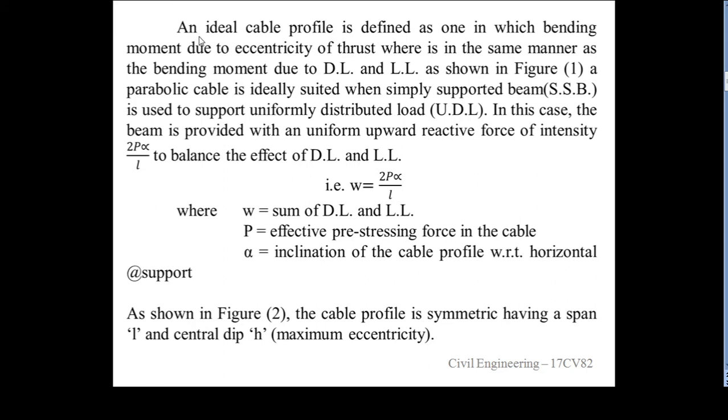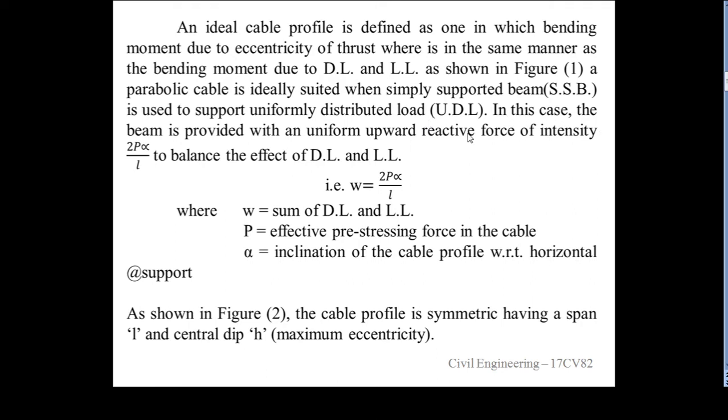Then an ideal cable profile is defined as one in which the bending moment due to eccentricity of thrust varies in the same manner as the bending moment due to dead load and live load, as shown in figure 1. Okay, we see that figure 1. A parabolic cable is ideally suited when a simply supported beam is used to support a uniformly distributed load. Here the uniformly distributed load gives a parabolic bending moment.